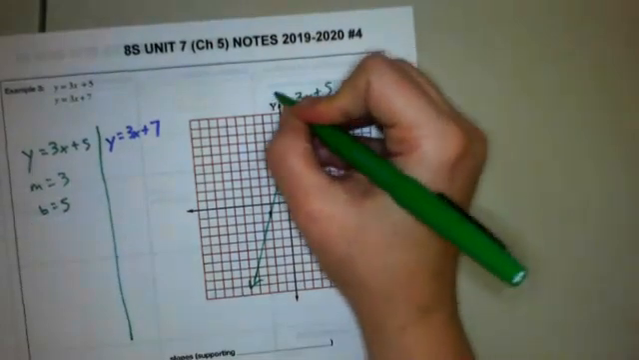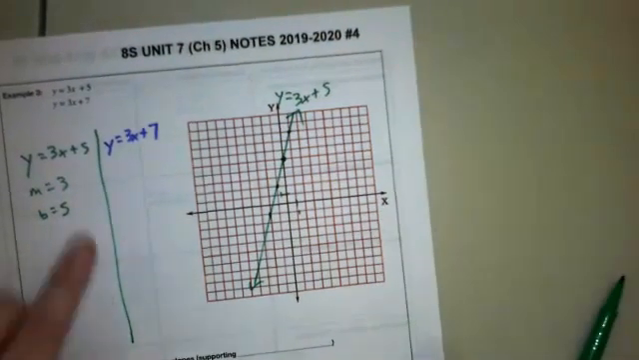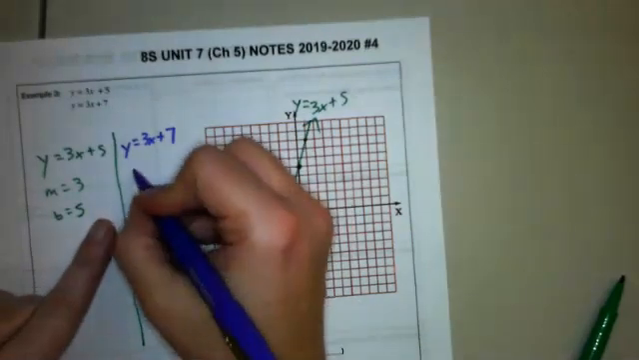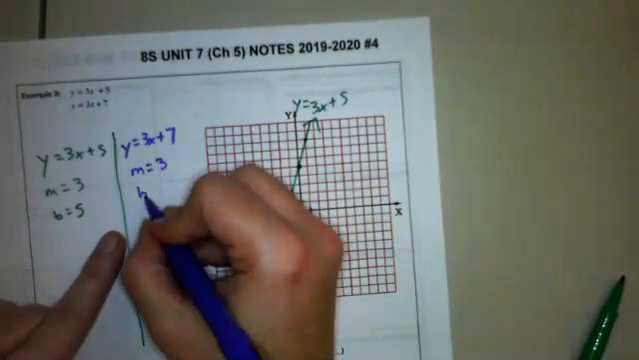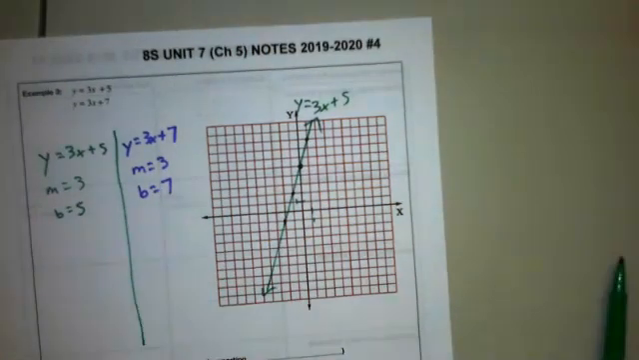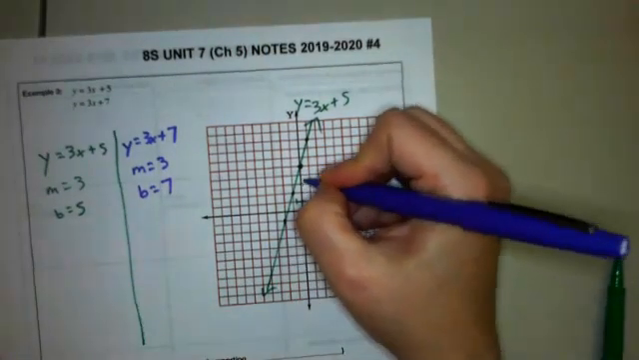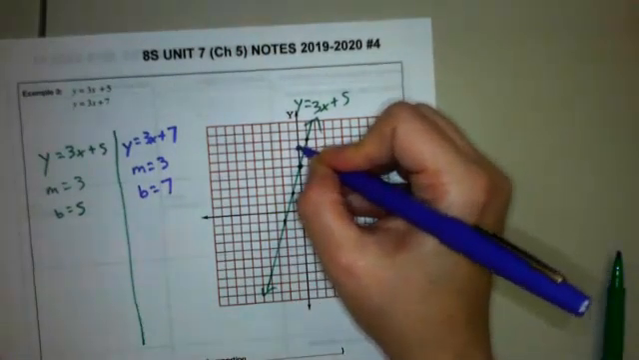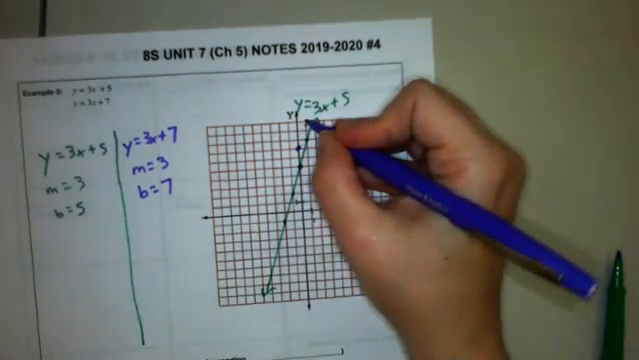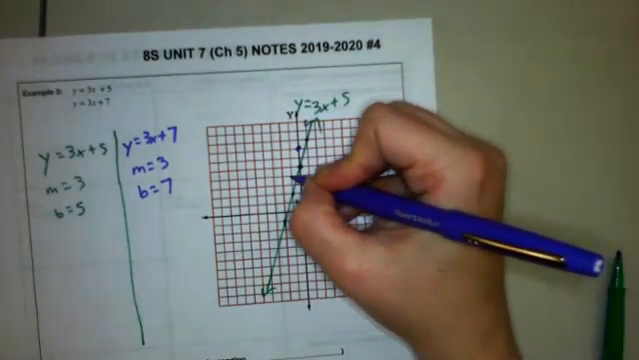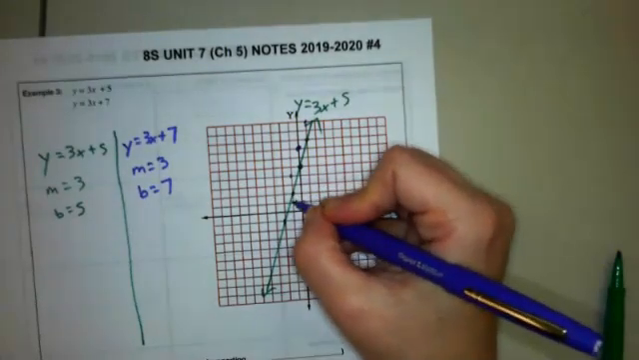3x plus 5. Okay, my second one. I have the exact same slope. And here my y-intercept is 7. So I'm going to go up to 7, and I'm going to have a slope of 3. So 1, 2, 3, 1.